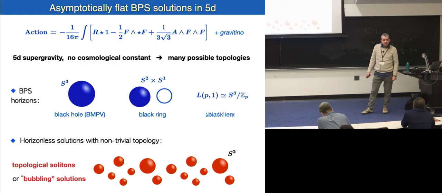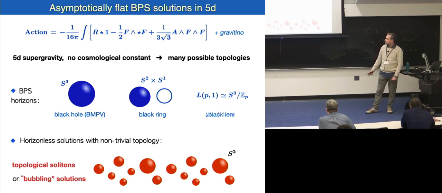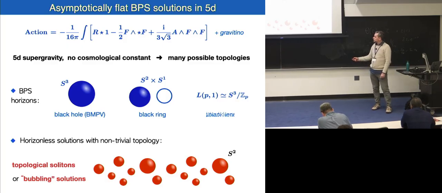There are also horizonless solutions that have been constructed, and they also play a very important role, in particular in the fuzzball proposal. So there are solutions that have a non-trivial topology. There are two cycles appearing in the domain without any horizon, but still there is this topology, and there are fluxes through the cycles that support the non-trivial topology. So they are sometimes called topological solitons or bubbling solutions, precisely because one can have an arbitrary number of these bubbles. One can also have combinations of these two types of solutions.